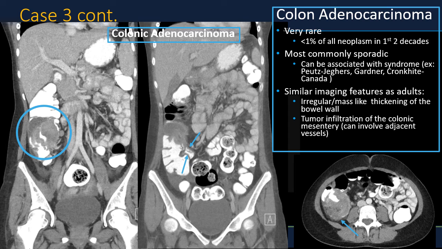It can be associated with syndromes like Gardner's, Cronkhite-Canada, and Peutz-Jeghers. Colon cancer has similar imaging features as in adults: a regular mass-like thickening of the bowel wall, and you can have tumor infiltration of the colonic mesentery, and it can involve the adjacent vessels. What's really important with kids is that the prognosis depends on time of diagnosis. Since it is rare, you can have a delayed diagnosis in children. Luckily, in this kid the lymph nodes were negative, but with the infiltration of the mesenteric fat, they were diagnosed with stage 3. They had a right hemicolectomy, and they are currently in remission.